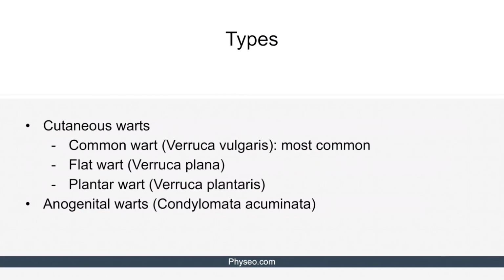Warts can be classically divided into two main types, cutaneous warts and anogenital warts. Cutaneous warts can be further divided into three subtypes. Now, the first one is called the common wart, or verruca vulgaris, which is the most common wart. And the second is a flat wart, or verruca plana. And the third one is a plantar wart, or verruca plantaris. Anogenital warts are called condylomata acuminata.